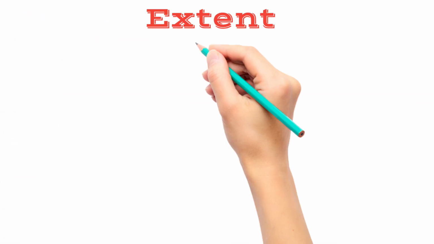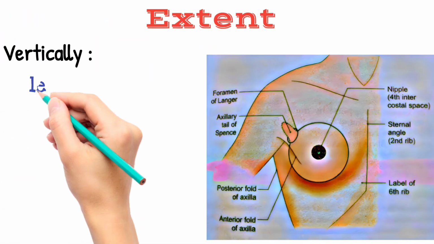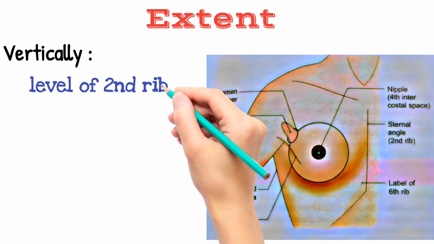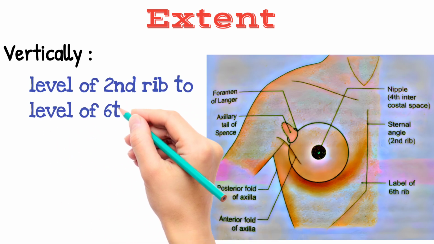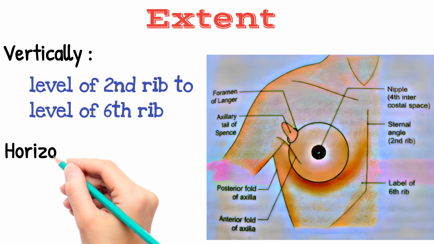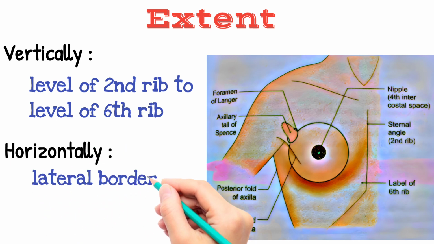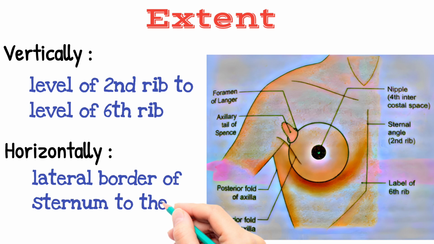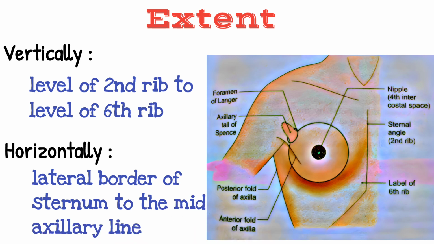The breast extends vertically, on average, from the level of the second rib to the level of the sixth rib in the front of the rib cage. Horizontally, on average, from the lateral border of sternum to the mid-axillary line. Thus, the breasts cover much of the chest area and the chest walls.